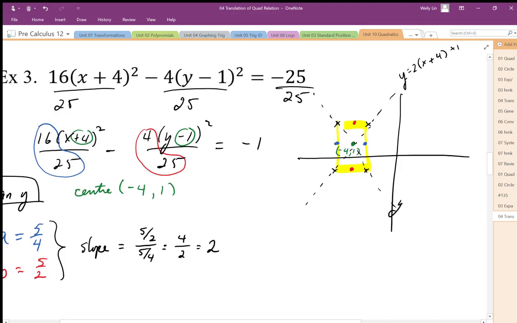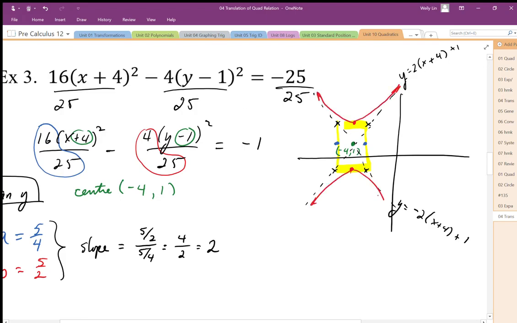And this will be y equals negative 2 times (x plus 4), plus 1. Okay, so those are my point slope forms. I can then sketch in my graph as a trans y graph.